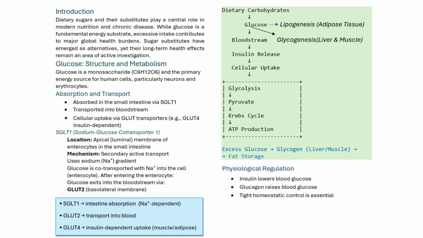The metabolism of glucose involves several pathways. After dietary carbohydrates are converted to glucose, it enters the bloodstream, prompting insulin release, which facilitates cellular uptake. Excess glucose can be stored as glycogen in the liver and muscles, or converted to fat through lipogenesis. The physiological regulation of blood glucose levels is tightly controlled by insulin, which lowers blood glucose, and glucagon, which raises it, highlighting the importance of maintaining homeostasis in glucose metabolism.